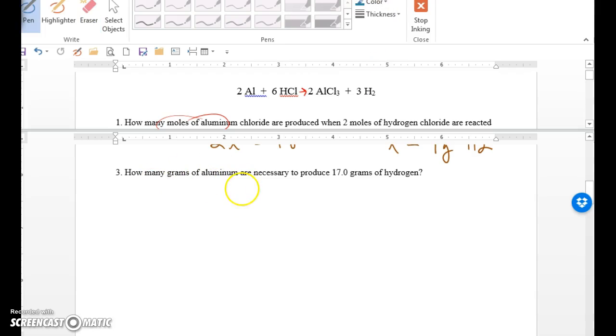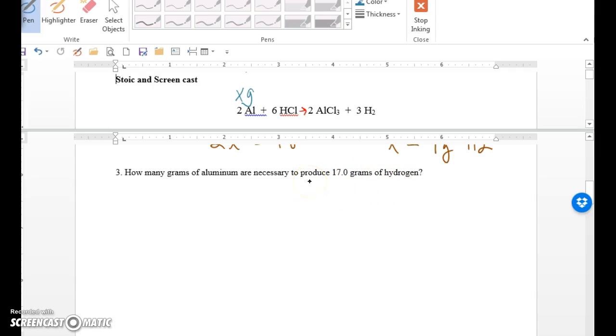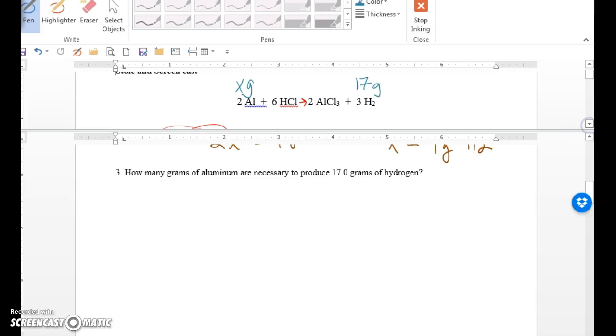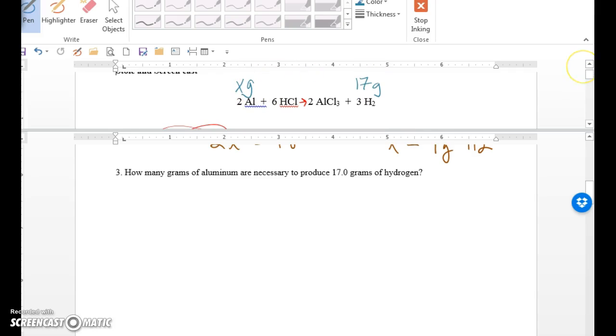So it says how many grams of aluminum, that goes here, X grams of aluminum to produce 17 grams of hydrogen. So I want 17 grams here. And because it is mass and mass, I'm going to have the periodic table both times. So I bring down the 2 always. You always bring down the coefficient. But now I have to look up the molar mass of aluminum. And the molar mass of aluminum, if it's rounded to a whole number, is 27 grams per mole.